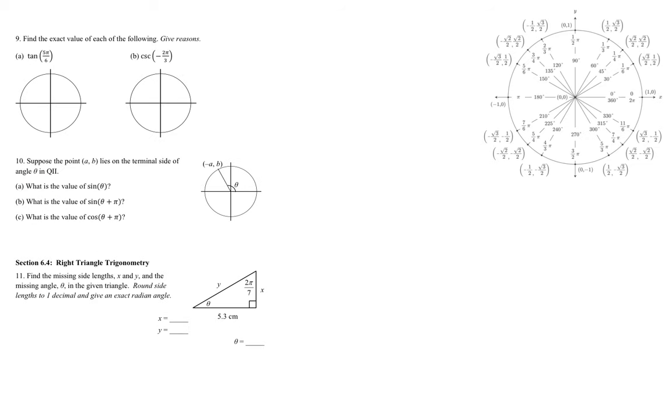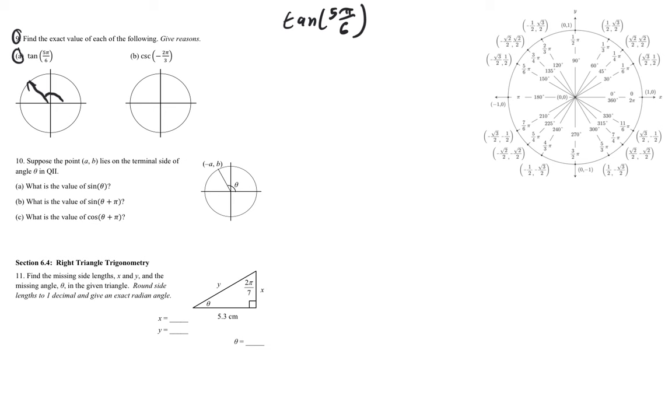Okay, so looking at number 9a here, we want to find the exact value of each of the following. So we want to find what tangent of 5 pi over 6 is, right? So we want to think about our unit circle. I'm going to go over here, and 5 pi over 6 is in our second quadrant over here. So I'm going to draw an arrow.